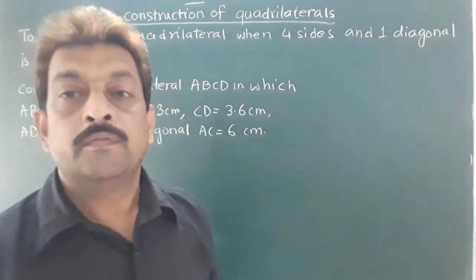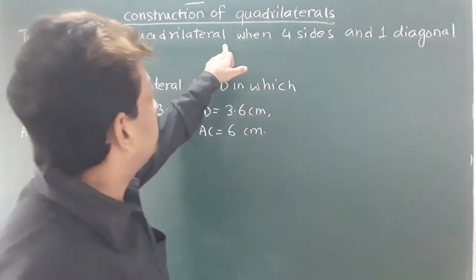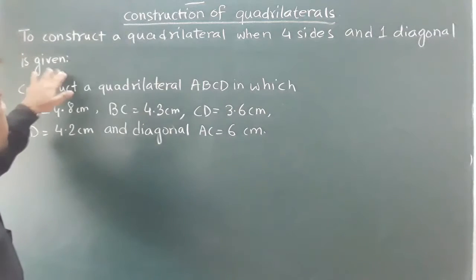Now in the first type, I will show you how to construct a quadrilateral if the 4 sides are given and one of the diagonals is given. So here is the topic, to construct a quadrilateral when 4 sides and 1 diagonal are given.